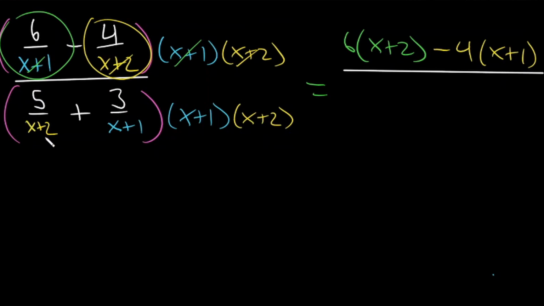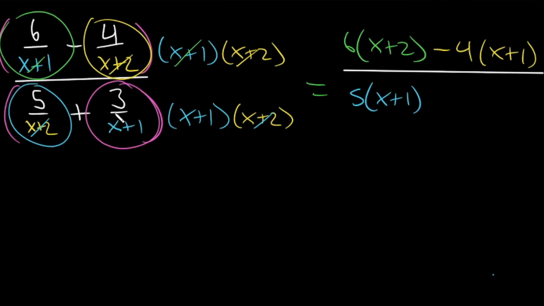Next, 5 over x plus 2. Let's do this in blue. We can cancel our x plus 2's, and we'll have 5 times x plus 1. Our final term, 3 over x plus 1. We'll do this one in pink. We can cancel x plus 1. We'll have 3 times x plus 2.